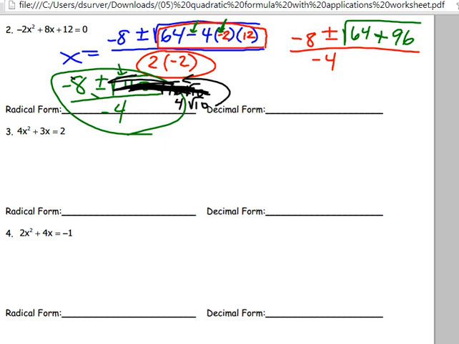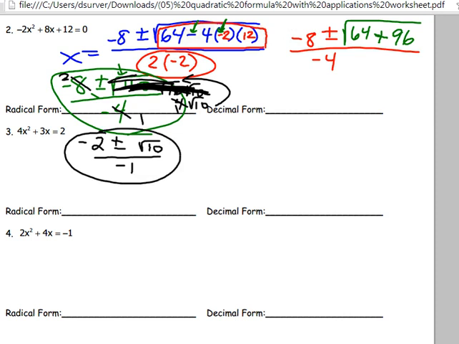Now I go, 4 goes in here twice, 4 goes in here once, and 4 goes in there once. And the final answer is negative 2 plus or minus root 10. I could have put 1 root 10, but that's kind of lame. Don't need the 1. All over negative 1. Now, dividing by negative 1 technically just changes the signs on everything else. So I can, if I want to, that's a pretty good answer.